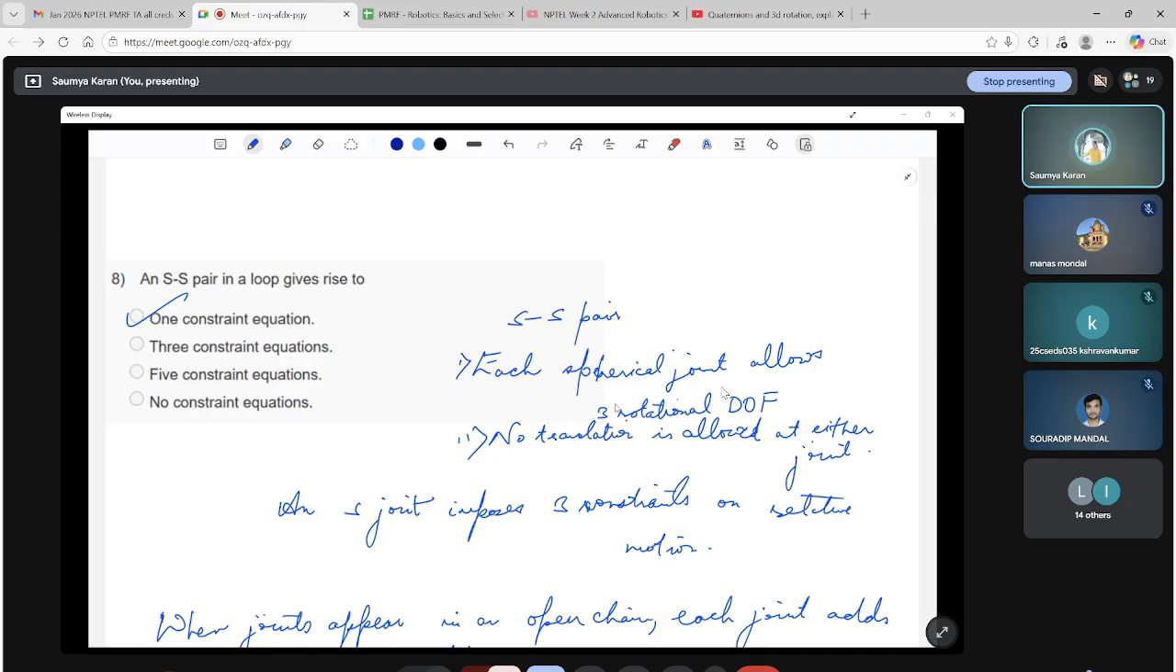So an SS pair in a loop constrains only the distance between two points, giving one scalar loop closure equation. There are many other scenarios, like RR and SR pairs, etc. For the SS pair, you saw that there is only one scalar equation and only the distance between two joint centers is fixed. Here we just had rotation about 3 axes and no translation, and we found that there is just one constraint equation.